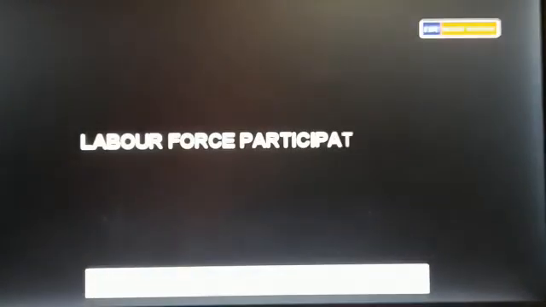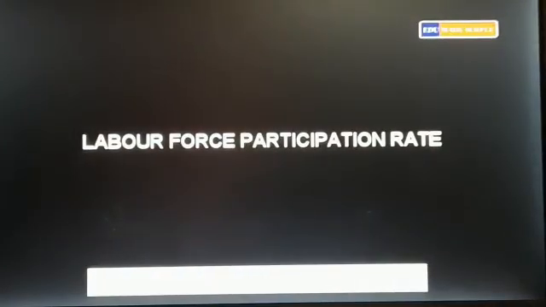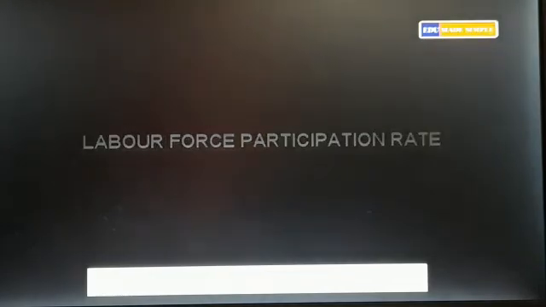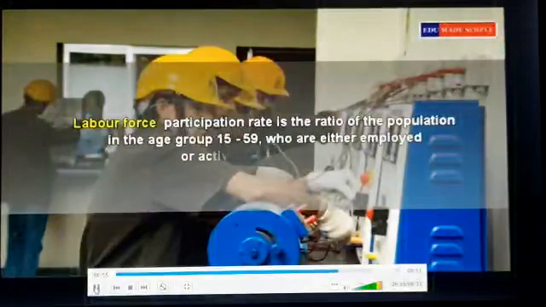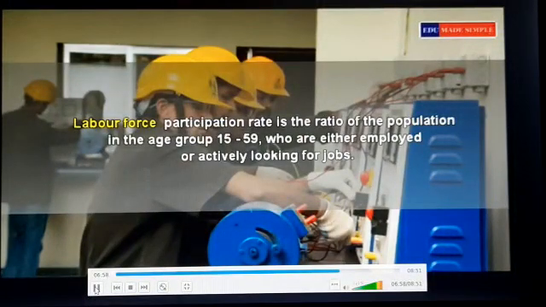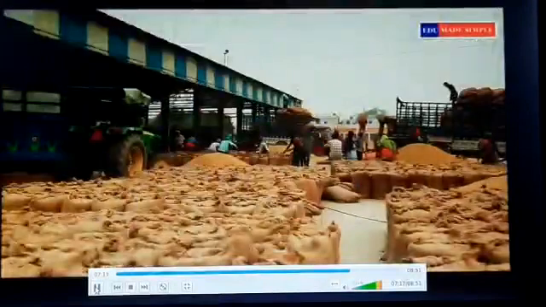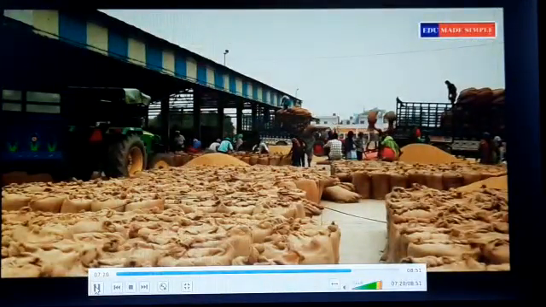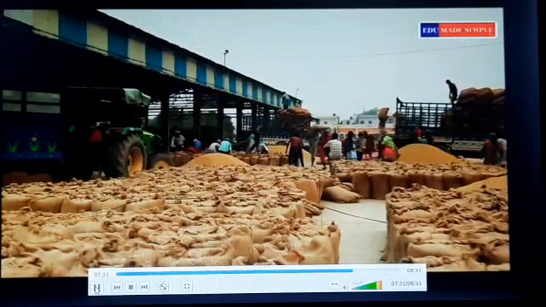Another important term related to population structure is labor force participation rate. Labor force participation rate refers to the ratio of population in the age group of 15 to 59 who are either employed or actively looking for jobs. This age group has the capacity to contribute to the progress of the nation.